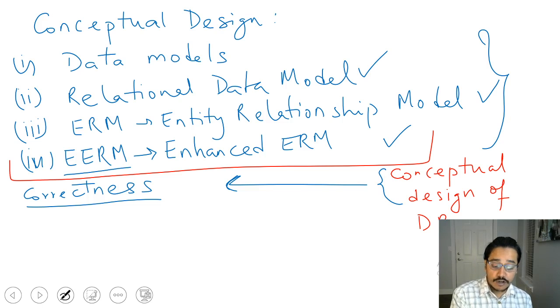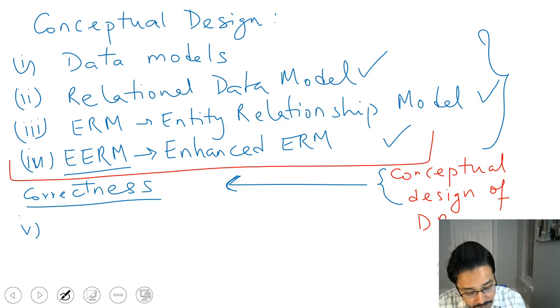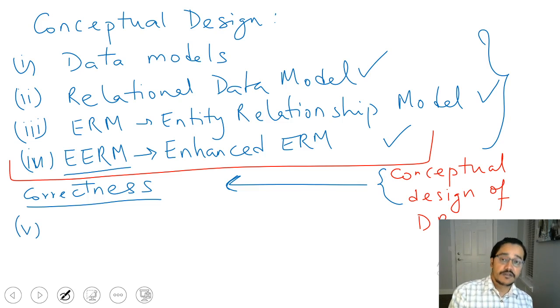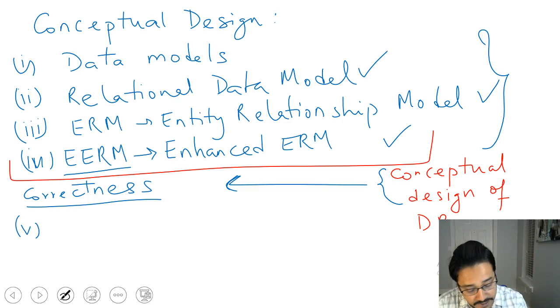Okay, so in order to do that, we do have a set of techniques within the database environment that helps us perform those correctness checks, or make sure that the design is as good as possible. And that is the fifth topic, which is related to conceptual design, and that is known as normalization.